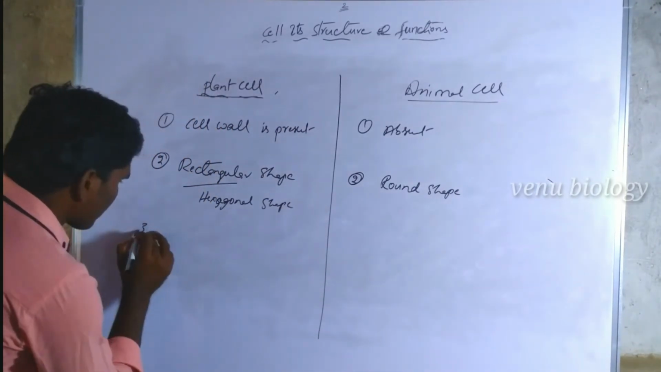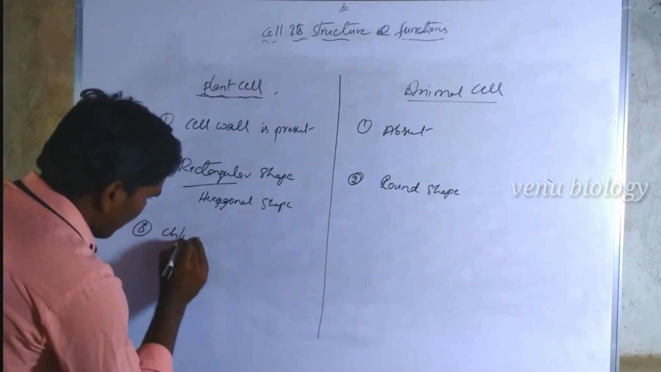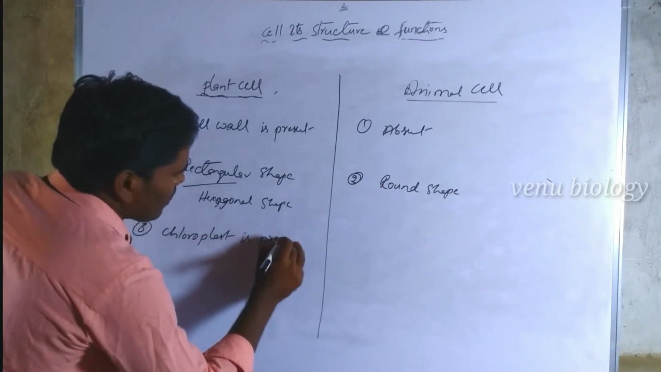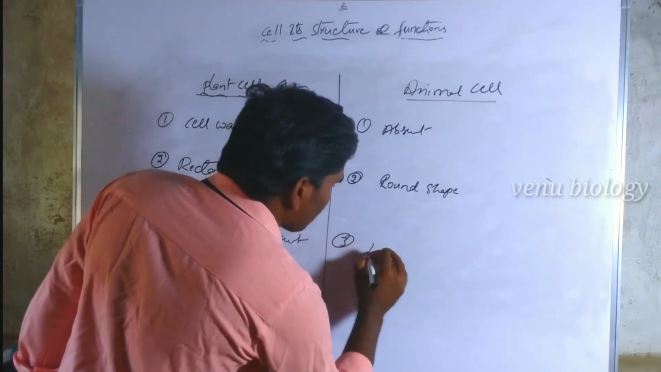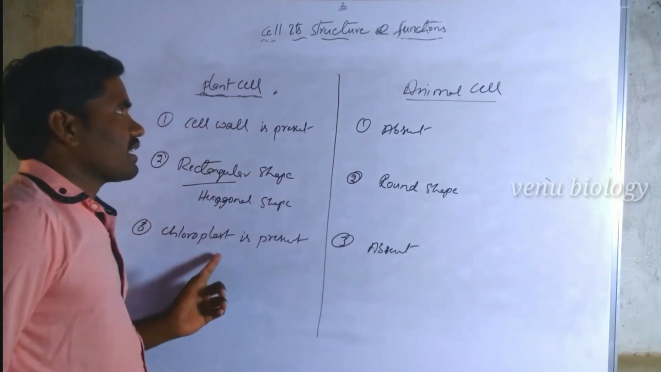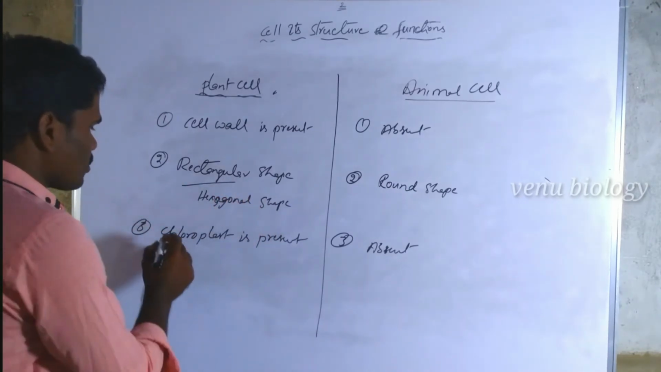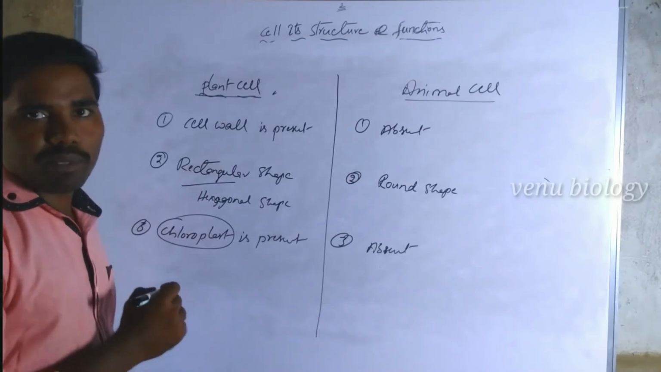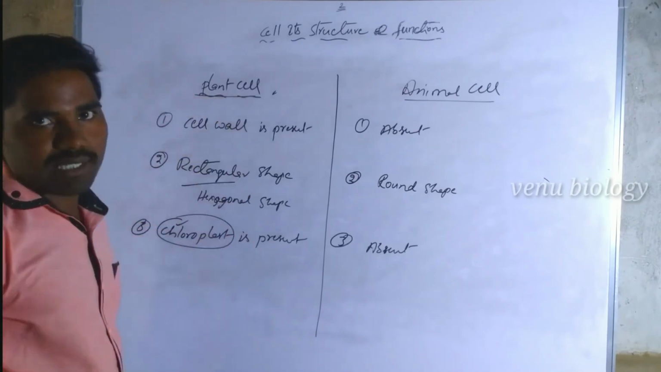Okay. Third difference is chloroplast is present in the plant cells. Chloroplast is absent in the animal cells. Chloroplast is useful for the food preparation in the process of photosynthesis. That's why these are present in the plant cells.